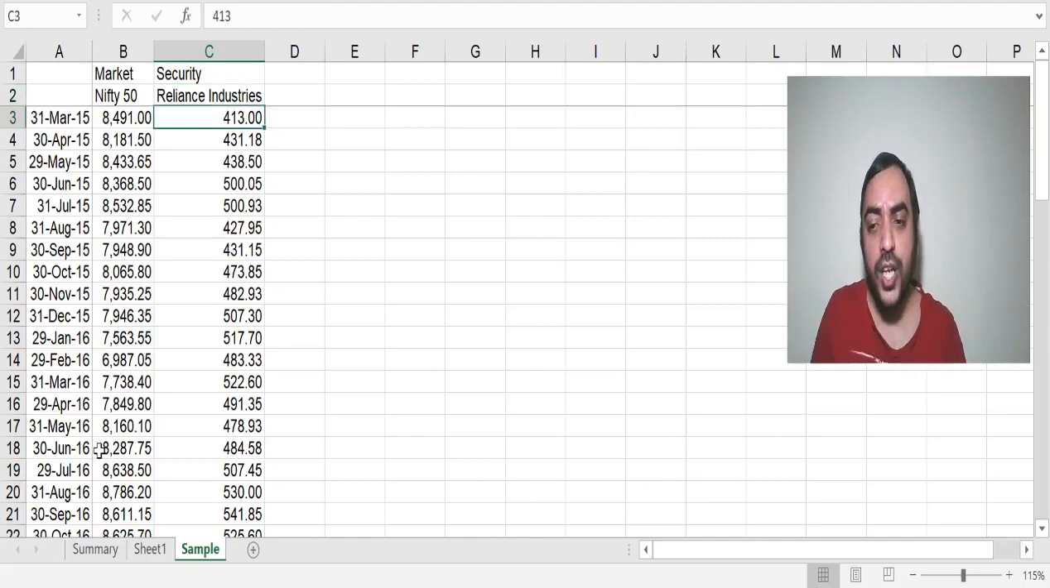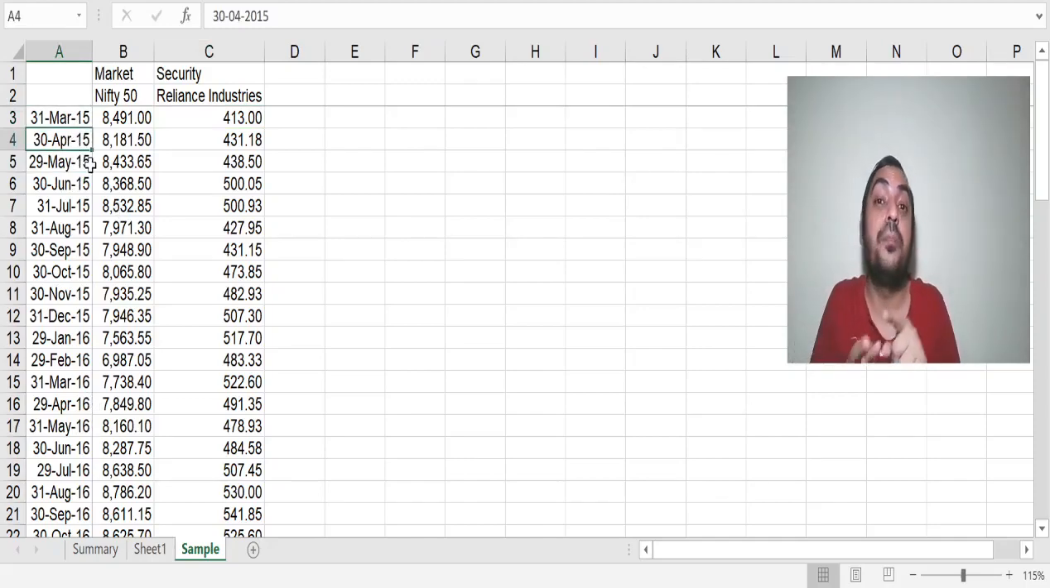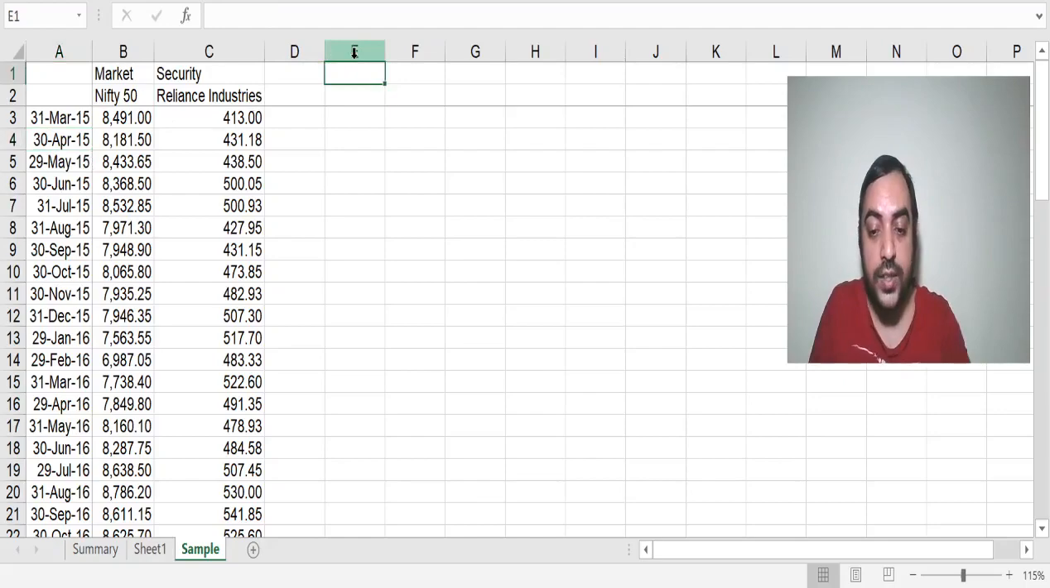Fine. Okay, now take a look at this. 31st March 15, April 15 and so on, the prices are there. But before we go to the beta, we need returns, because beta is about the returns provided by the security as compared with the market. So prices are downloaded from the website, and what you require now is the returns, which I'm doing now. Take a look at this. I'll have one column for market and one column for security.